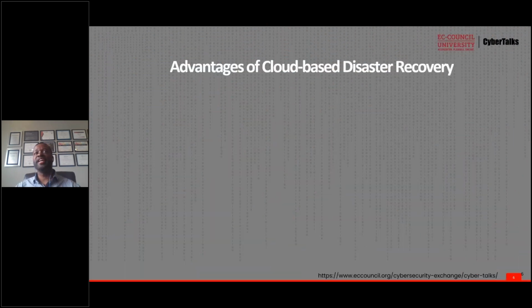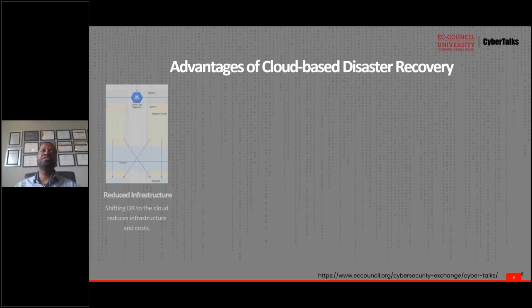So we've seen the mechanics. Now let's talk about impact. What are the actual advantages of moving disaster recovery to the cloud? And so first up is reduced infrastructure, right? By shifting your disaster recovery strategy to the cloud, you're actually eliminating the need for heavy on-prem hardware. What does that mean? That means fewer physical systems to manage and fewer costs to absorb.